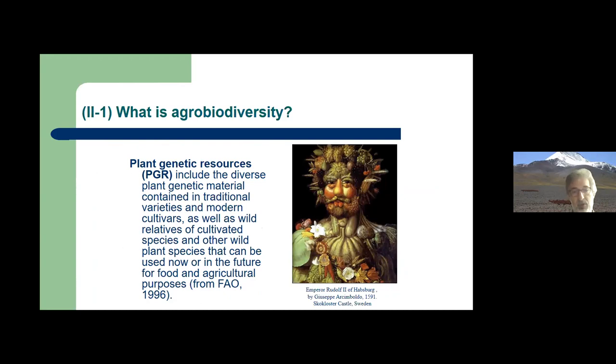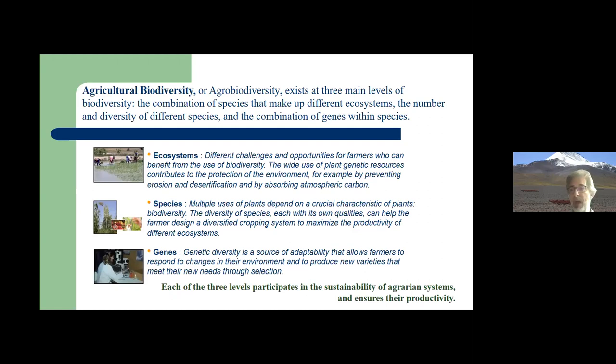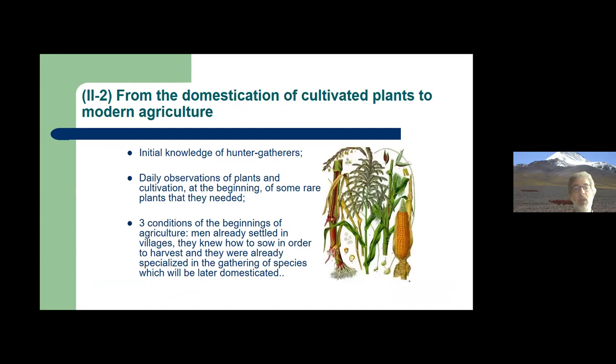So agricultural biodiversity is important at the three levels of biodiversity: at ecosystem level, at species level, and at gene level. Each of the three levels participates in the sustainability of agrarian systems and their productivity. But the process of agrobiodiversity comes from the domestication of cultivated plants to modern agriculture. And it was not possible without the initial knowledge of hunter-gatherers, with daily observation of plants and animals, and cultivation at the beginning of the source farm plants that they need.